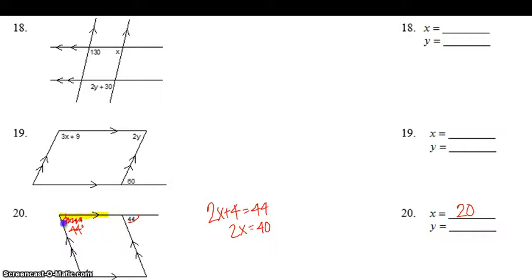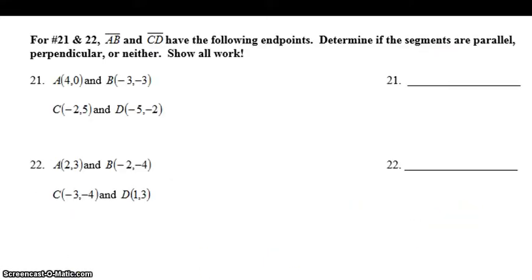Right here. And so in a C, remember those are supplementary, so I know that 4y plus 44 equals 180. So subtract 44. 4y is going to equal 136. And then you're going to divide, and so then that means that y is 34. So that concludes that section.